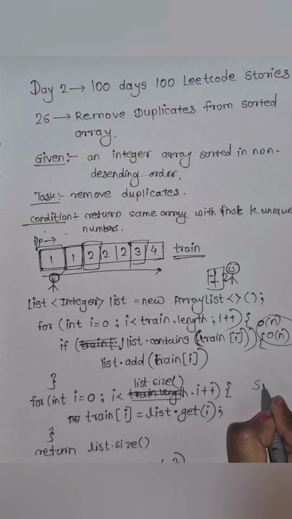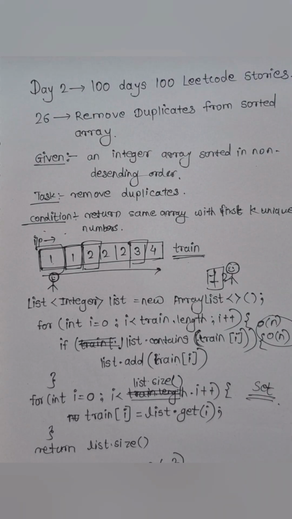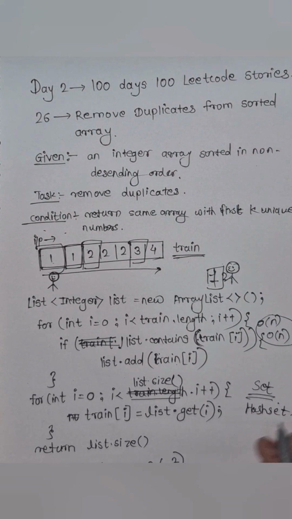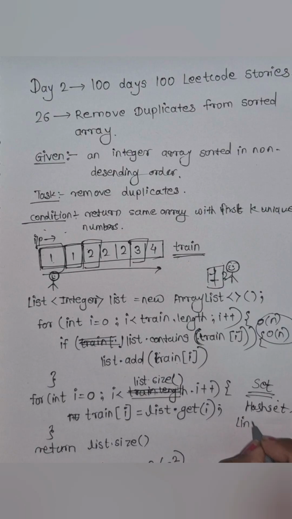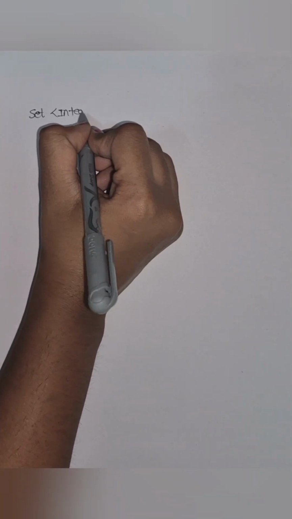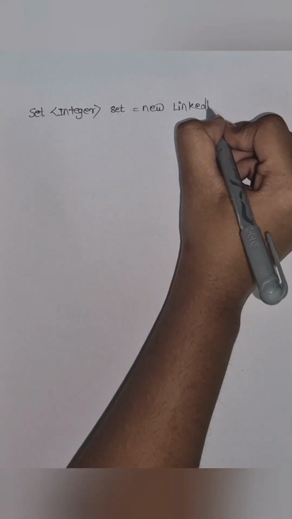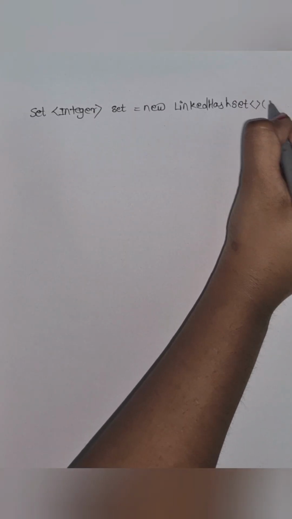Yep. Set is there. But can we use a HashSet? No, because order is not maintained in a HashSet. But there is something, LinkedHashSet, where order is maintained. So we can use LinkedHashSet. Now Tom found the superpower. So now what are the steps to implement that? First of all, we need to create the LinkedHashSet. So Set of Integer set is equal to new LinkedHashSet.